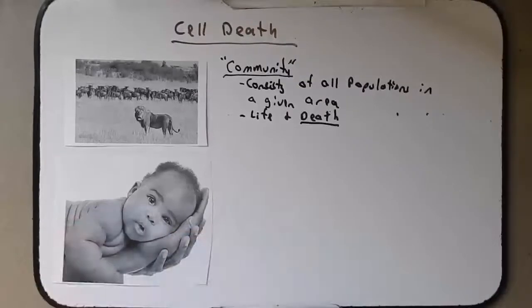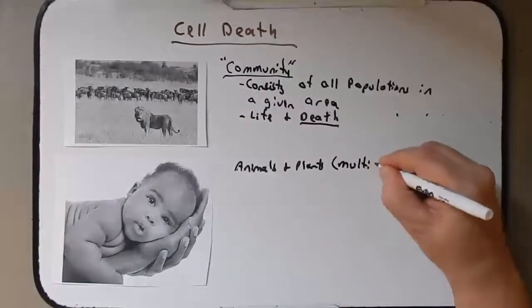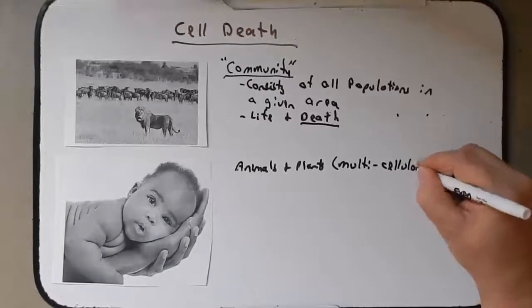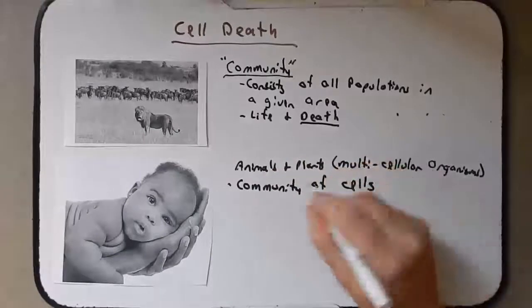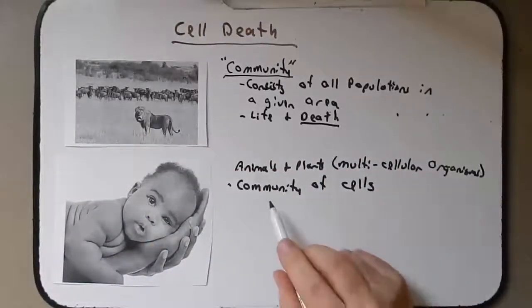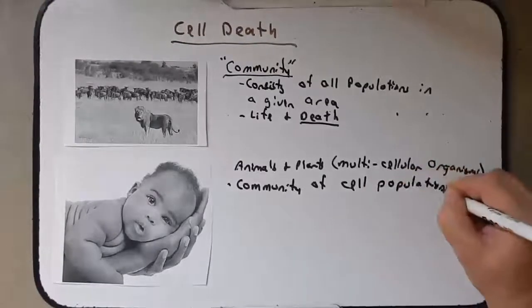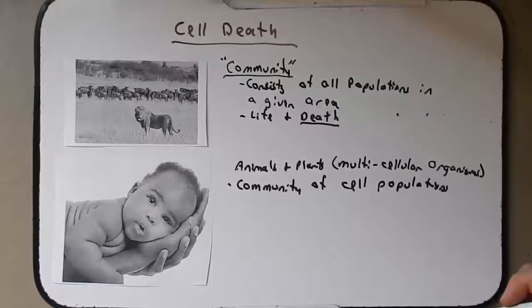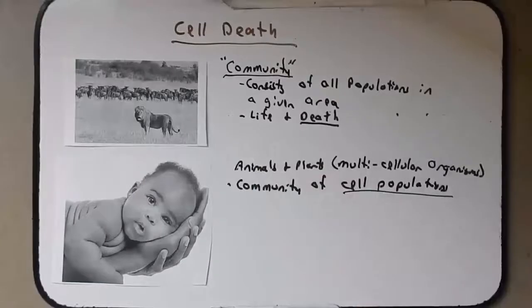Now, I want to compare that with this human, this baby human. And animals and plants, or multicellular organisms, would be another way for me to say that, are really a community of cells. Up here was a community of different populations. Here it's a community of cell populations. You have cells that make up the liver, you have cells that make up the pancreas, you have cells that make up the eyes, you have cells that make up these very distinct tissues. Or we could think of them as cell populations in our analogy here.